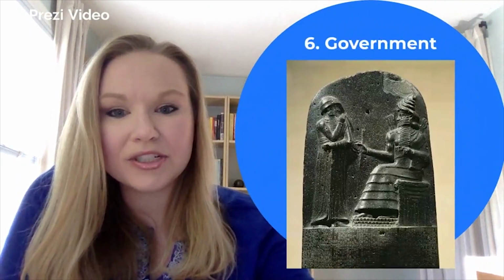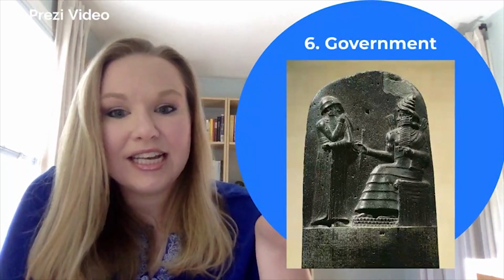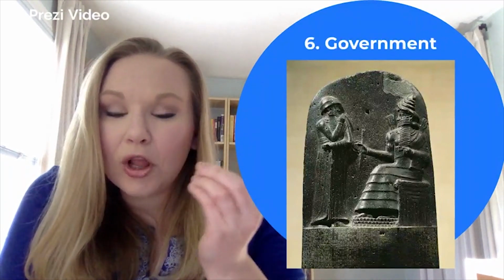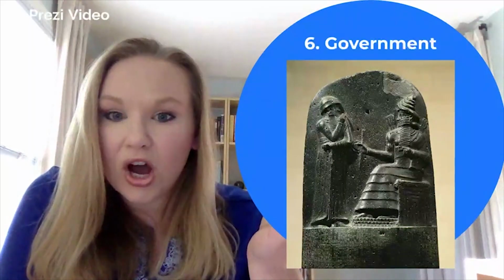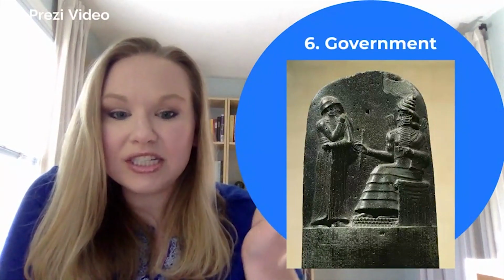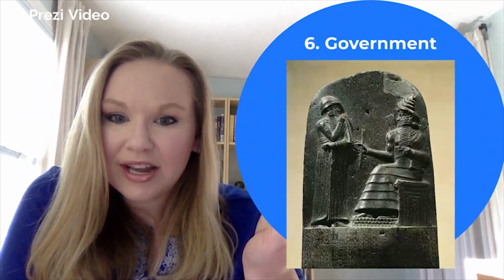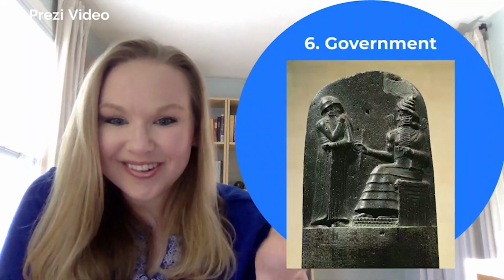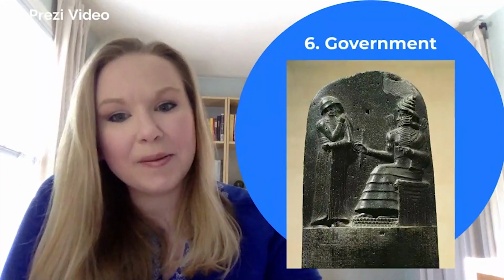And then finally, number 6 represents the government. And this is Hammurabi, an emperor at that time, and he wrote a set of laws called Hammurabi's Code, which is one of the oldest set of laws in the entire world. And so we can see, based on these different categories, that while ancient Mesopotamia was old, it certainly was a civilization and was advanced for its time.